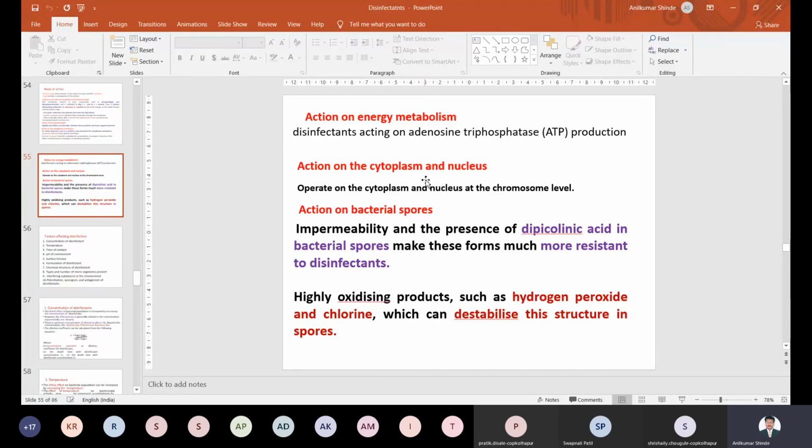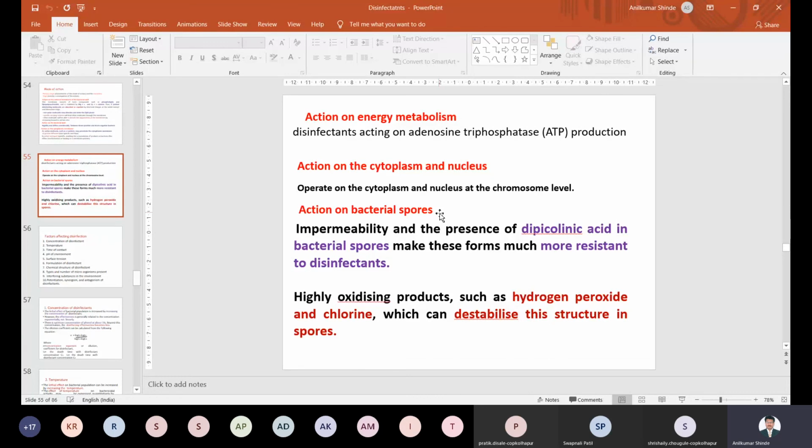Then, action on the cytoplasm and the nucleus, at the chromosomal level. If you act on the cytoplasm and nucleus, it changes the chromosomal level, and after these changes the original structure of the cells is lost. Then, the action on bacterial spores. Some antibacterial agents act on spores only and can kill the spores, because normal antibacterial agents do not kill spores, but a special antibacterial is required to kill them.